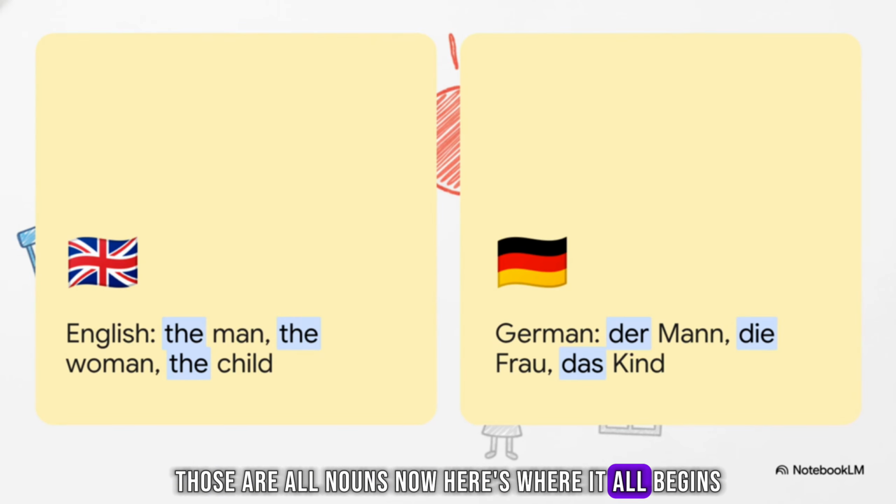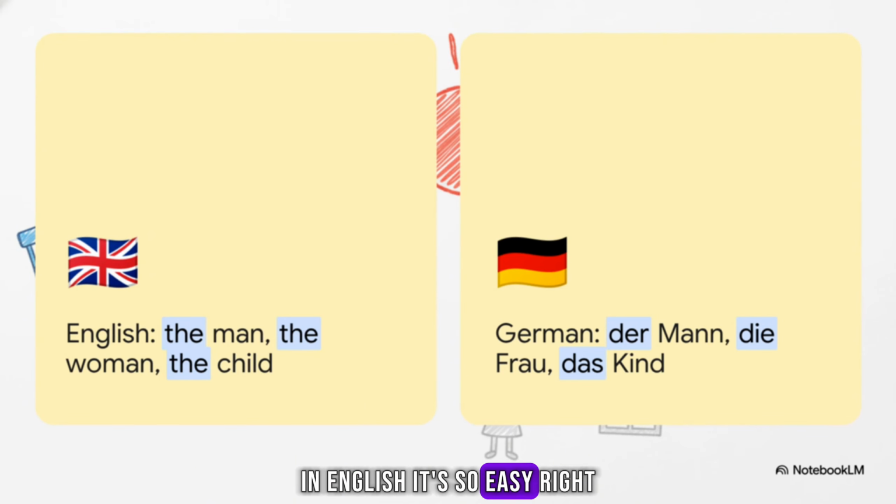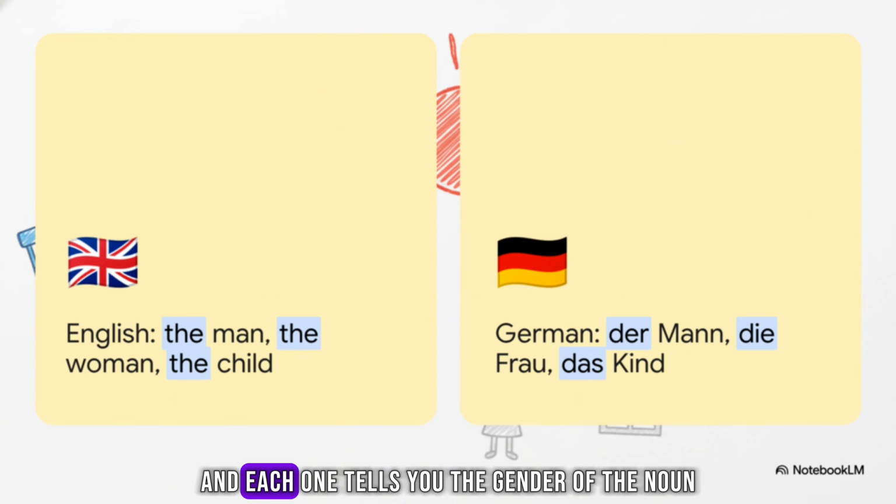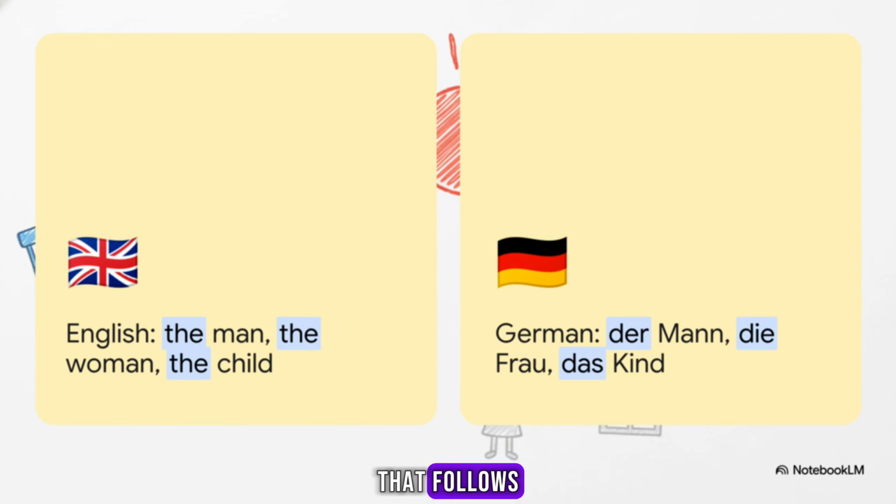Now, here's where it all begins. In English, it's so easy, right? We have one word, the. The man, the woman, the table, the idea. It's always the. But in German, well, this is where the fun begins. Instead of just one word for the, German has 3, der, die, and das. And each one tells you the gender of the noun that follows.